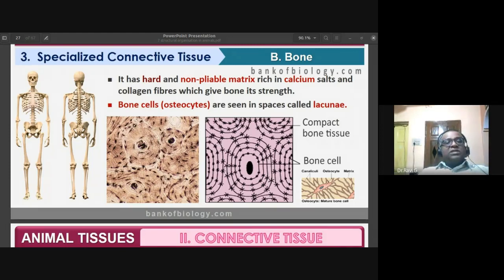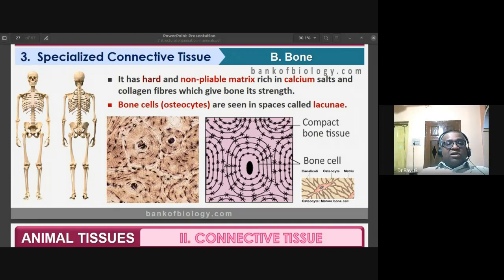So the bone cells are called osteocytes. They are seen in spaces. If you look at this circular lamellar arrangement, what we call concentric circles, so lamellae are there as concentric circles. Within them you find some spaces called lacunae. Within that lacunae you find bone cells or osteocytes. So the bone cells or osteocytes are seen in spaces called lacunae.